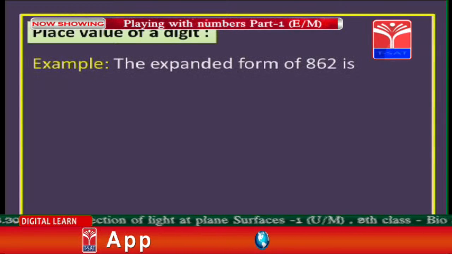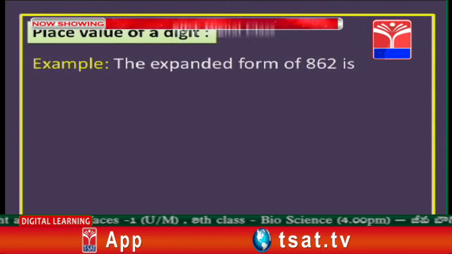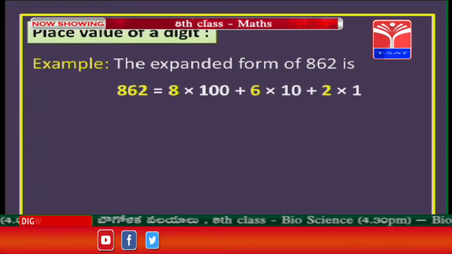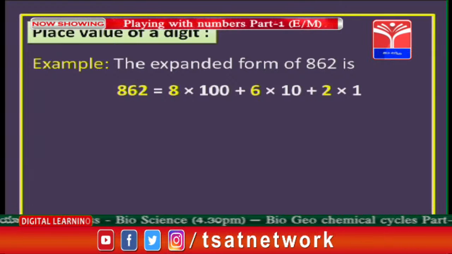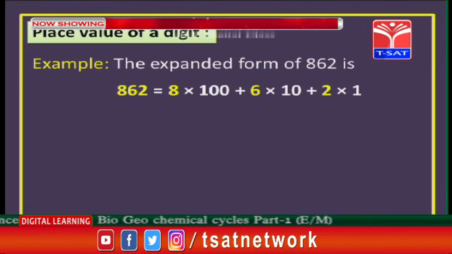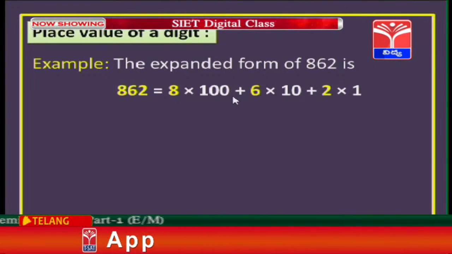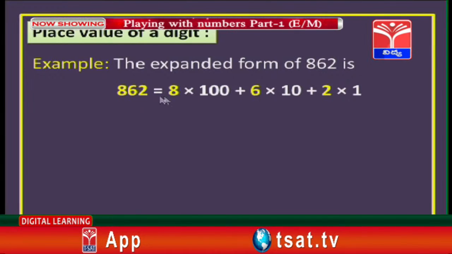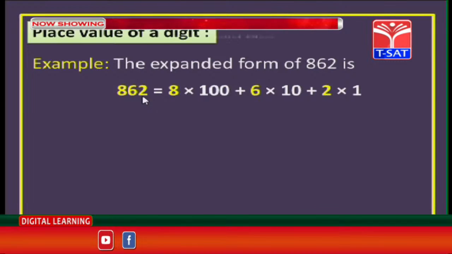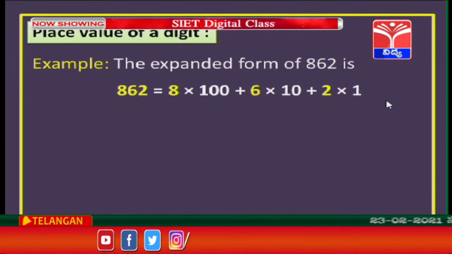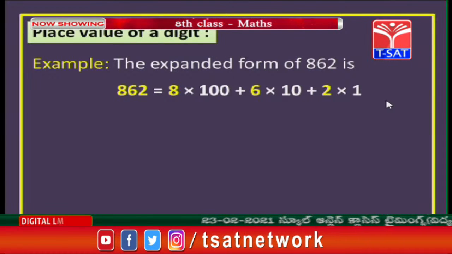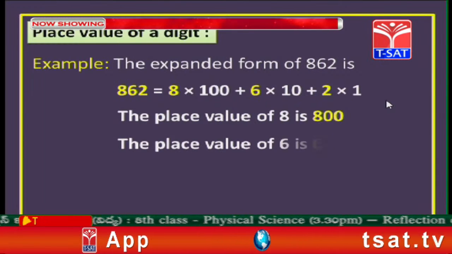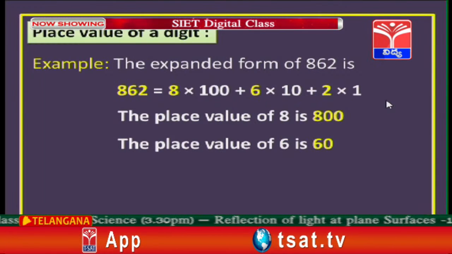Let us consider an example, children. We are going to find the expanded form of 862. Children, you have learnt this already in your previous classes. So, 862. If you notice, 8 is in the hundreds place, so we write 8 into 100, plus 6 is in the tens place, so we write 6 into 10, plus 2 is in the ones or units place, so we multiply 2 with 1. This is called the expanded form of a given number, and here the place value of 8 is 800, whereas the place value of 6 is 60.